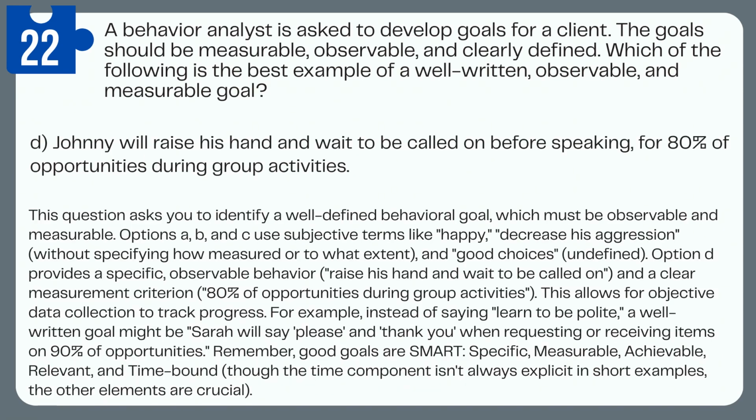Answer: D. Johnny will raise his hand and wait to be called on before speaking for 80% of opportunities during group activities. This question asks you to identify a well-defined behavioral goal, which must be observable and measurable. Options A, B, and C use subjective terms like happy, decrease his aggression, without specifying how measured or to what extent, and good choices, undefined. Option D provides a specific, observable behavior, raise his hand and wait to be called on, and a clear measurement criterion, 80% of opportunities during group activities. This allows for objective data collection to track progress.